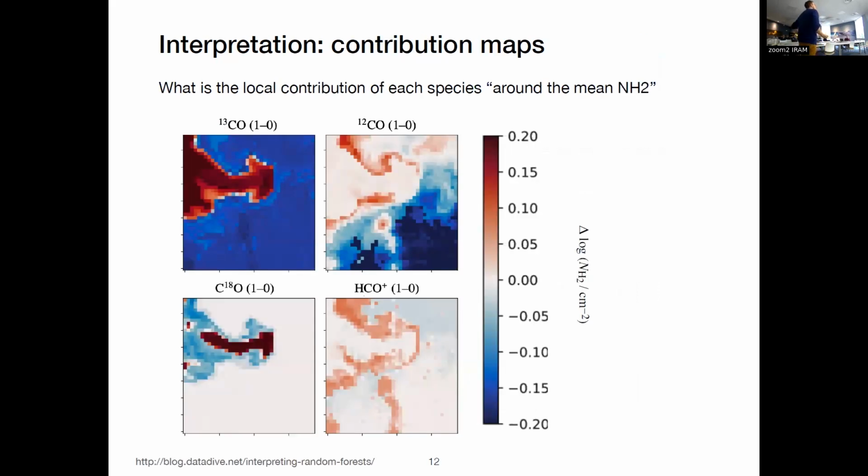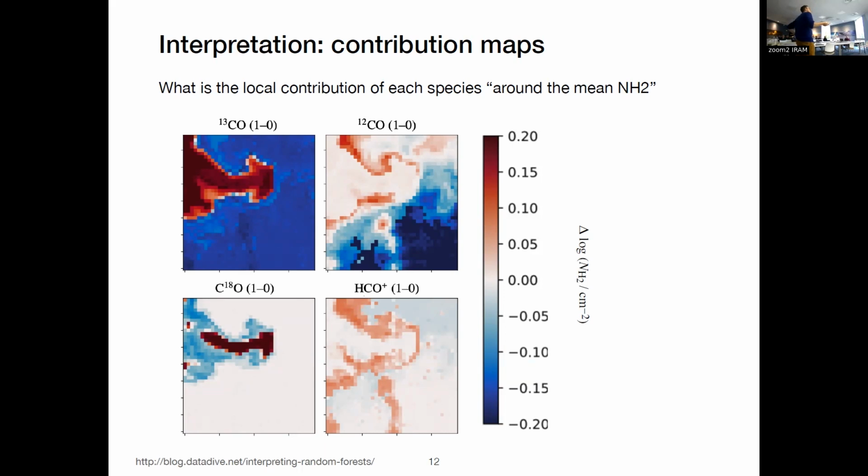What we could also do with random forest is to do what is called a contribution map. So for each pixel, we ask what is the contribution of each species around the mean log NH2. The trunk of the random forest tree is the average value of NH2. And for each pixel, each of the different questions that you ask will add or remove from this mean value.